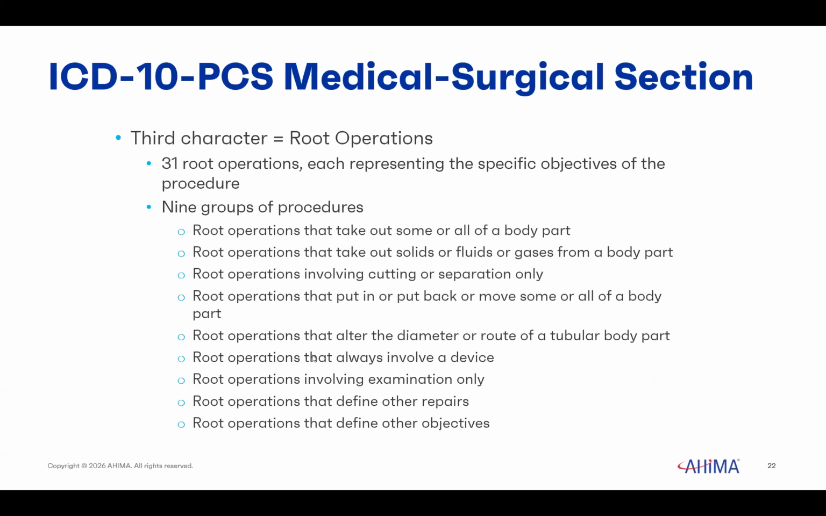The third character is the root operations. This gets a little bit complicated. The best way to think about a root operation is think about what the objective of the procedure is, right? So if you're removing an entire body part versus taking out part of it is the difference between a resection and an excision. There are 31 root operations, and they're grouped into 9 groups, as you can see here.